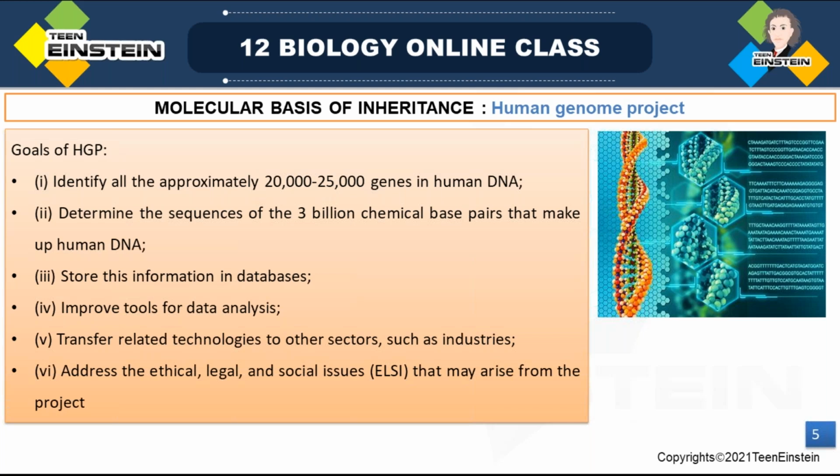So what are the goals of HGP? Identify approximately 20 to 25,000 genes in human DNA. Then determine the sequence of 3 billion chemical base pairs that make up human DNA. Then after sequencing, storage of the information in databases. Then for analysis, improved data analysis tools. Then transfer related technologies to other sectors. Application of these technologies. Then addressing the legal, social, and ethical issues. Okay, so these are the goals of the Human Genome Project.